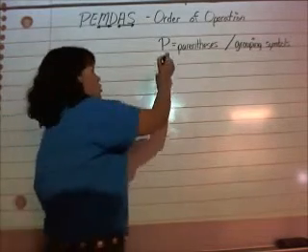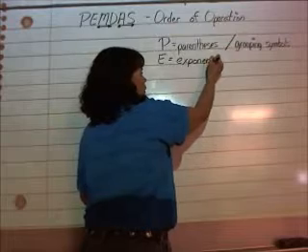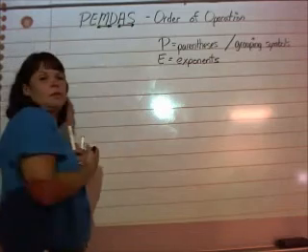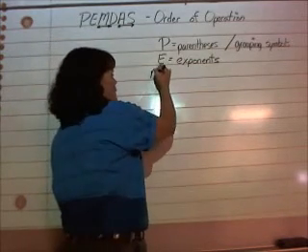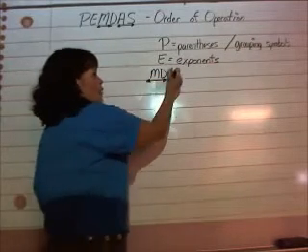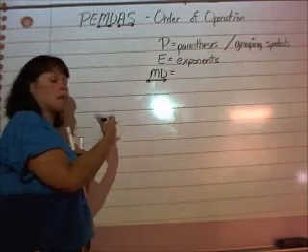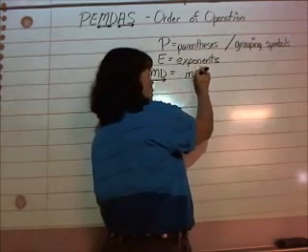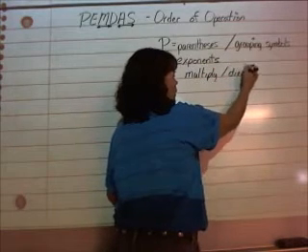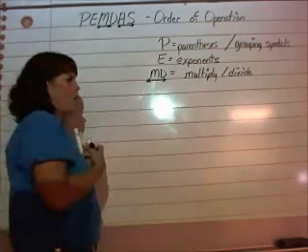Now, the next one is your E, and this one stands for exponents. So E is for exponents. Your next level would be your M and your D. And I'm going to put those together, and I'm going to put that line underneath them. And the reason for that is because you could actually divide before you multiply. And you can multiply before you divide. So we've got multiply, divide. Again, you have to go from left to right.